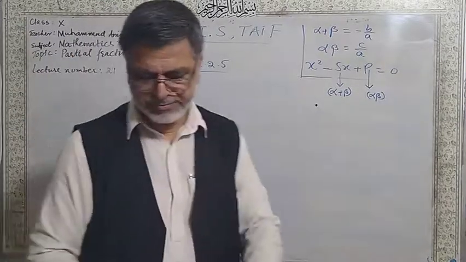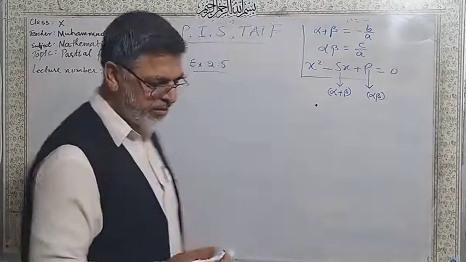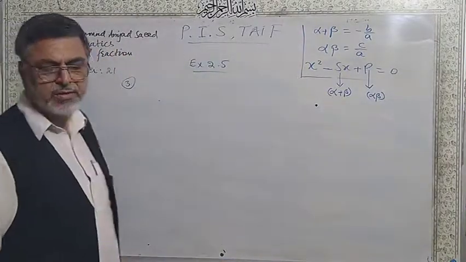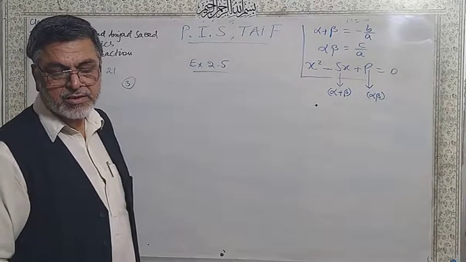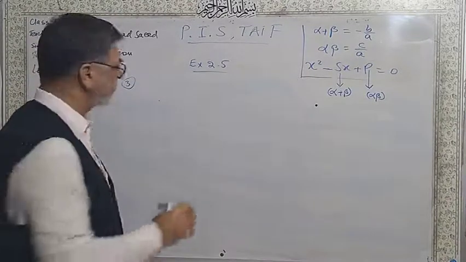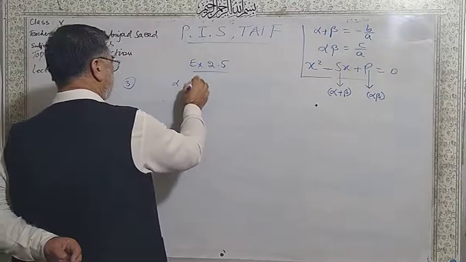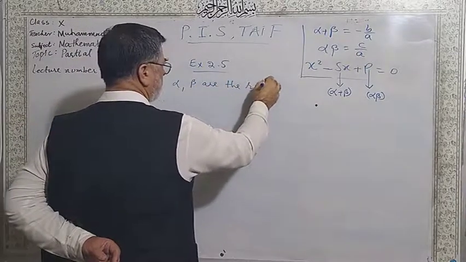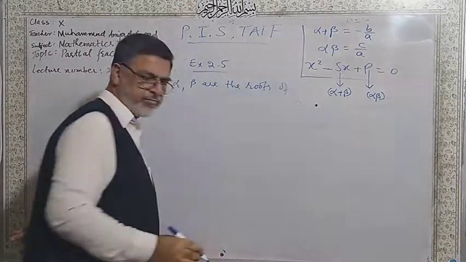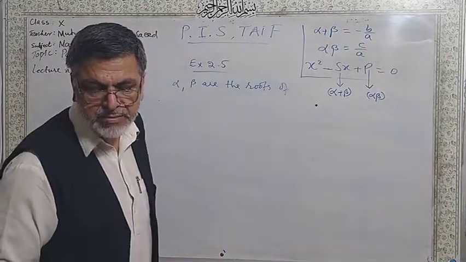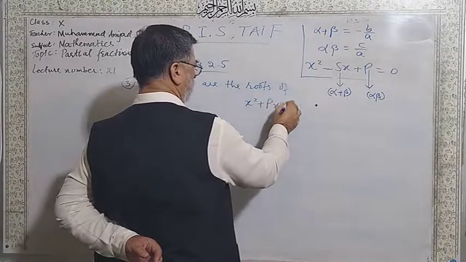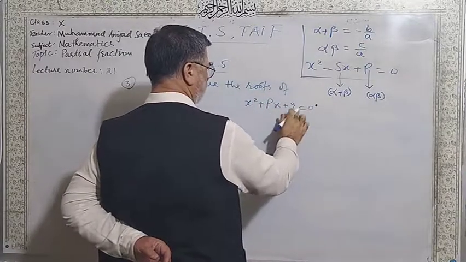Here is question number 3. Alpha and beta are the roots of x square plus px plus q is equal to 0.